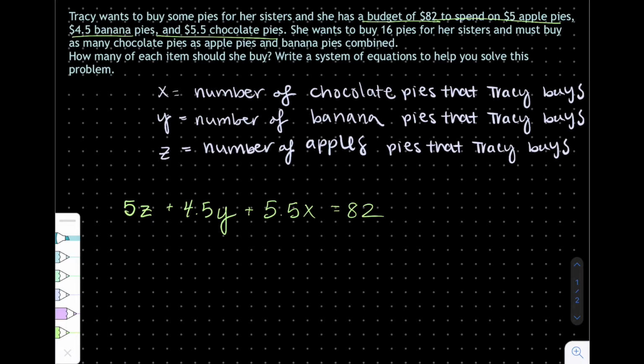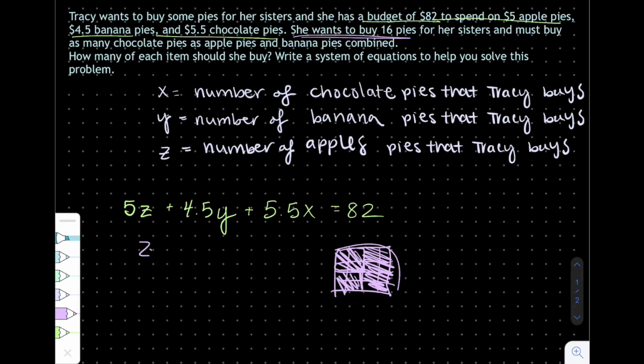The next sentence, we can actually get two equations from this sentence. The first part says she wants to buy 16 pies total. Say this little 4x4 grid here is how many pies she wants to buy. The total number is 16. This many is chocolate, that's your X. Banana is your Y, and then here is your Z.